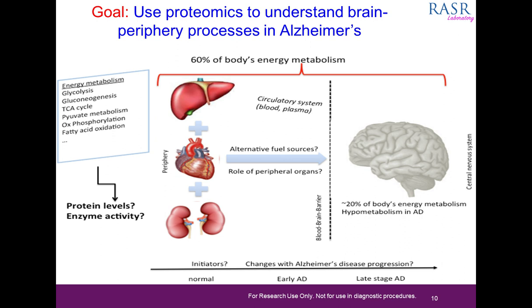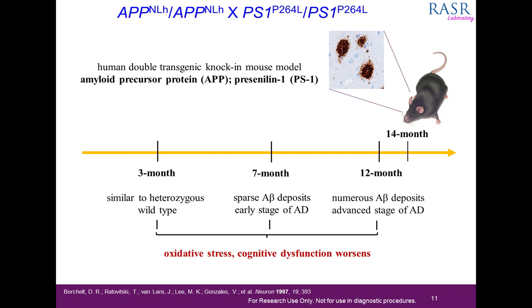So our idea is to figure out, if we start to look very early on, prior to disease onset and at different stages, in all of these different organs and in the brain, can we really start to figure out system-wide what are the initiators of these metabolic changes or other changes that are taking place in this Alzheimer's disease system. So for this work, we've used an Alzheimer's disease mouse model system.